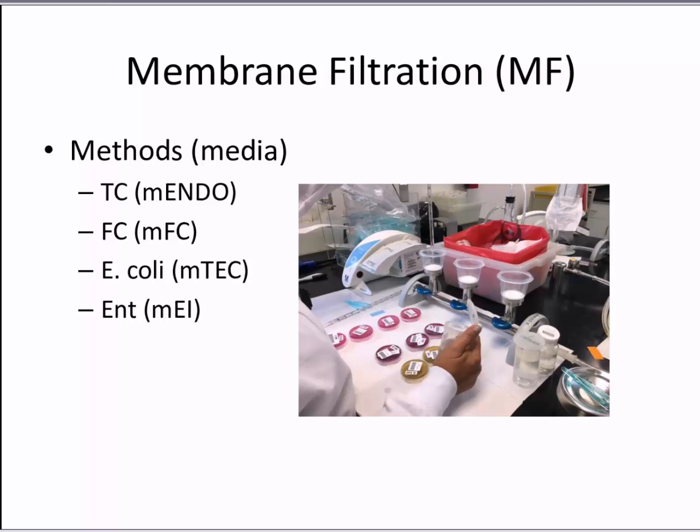Okay, in this slide you can see the different methods, the indicators that you can test for using membrane filtration, as well as the type of media. And in that photo you can see there's some very pretty colored pink, magenta, and sort of yellow media there for the three different types of indicators: the total coliforms, fecal coliforms, and Enterococci.